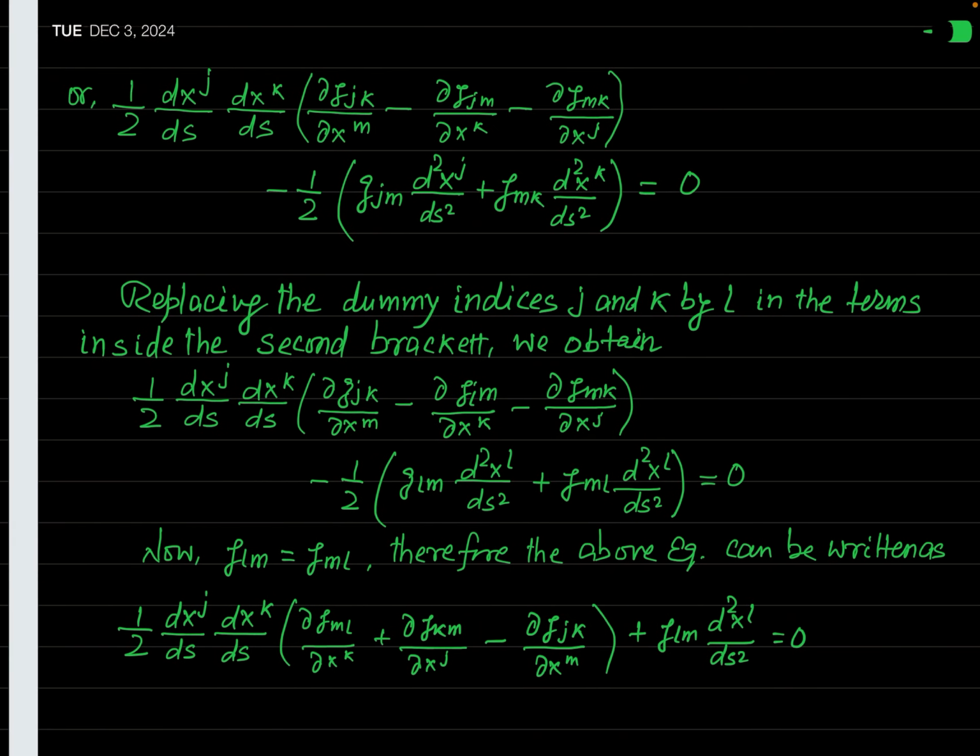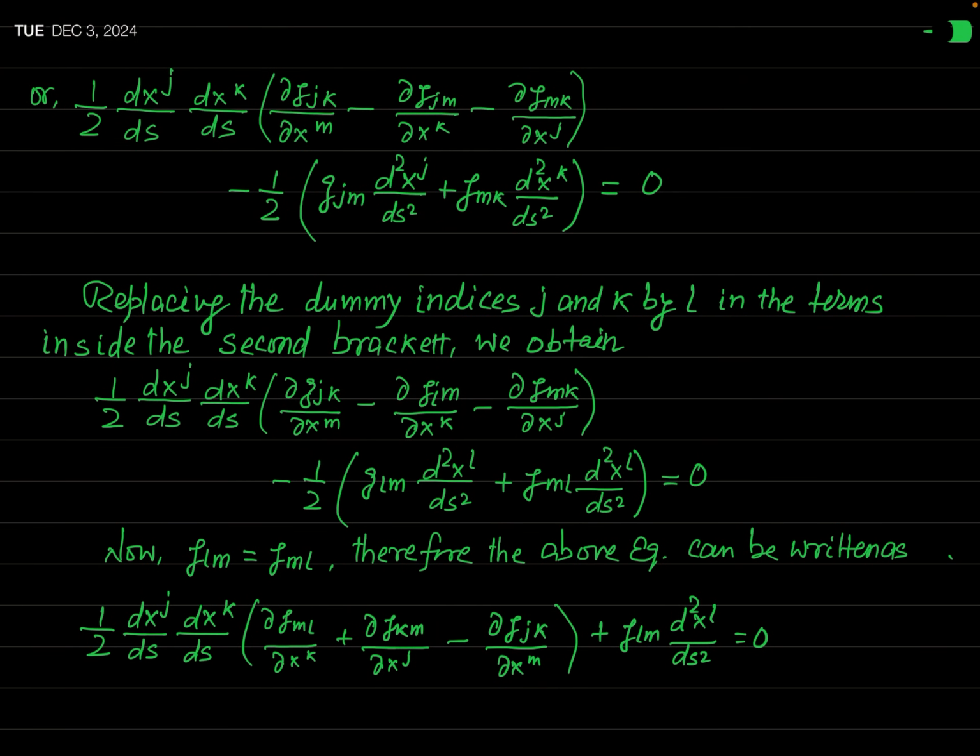Now we will do some further algebra to cast this equation in a proper form. You can see, taking this term 1/2 dx^j/ds dx^k/ds as a common factor, we can write the remaining terms in this manner. And again, associating these two terms of the second order, your result is like this.